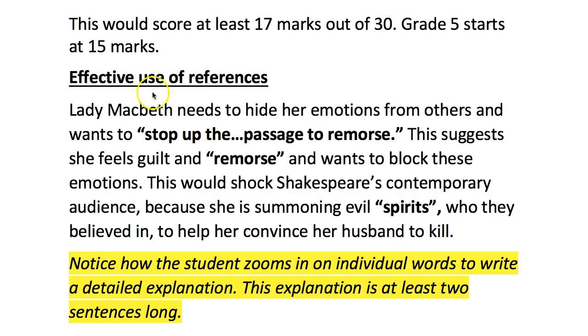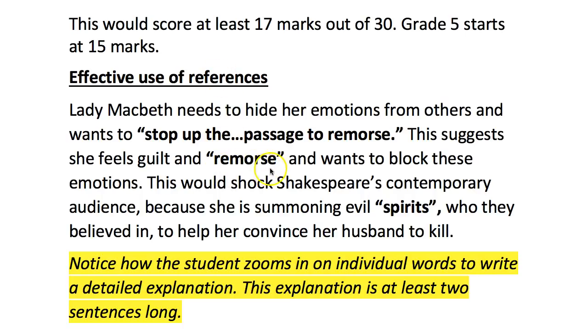So the first thing I'm going to teach you is what effective references look like. Lady Macbeth needs to hide her emotion from others, and so that's the point, and wants to stop up the passage to remorse. That's the evidence. Now comes the explanation, and you can always tell the examiner an explanation is coming by using the phrase "this suggests." So this suggests she feels guilt and remorse. Remember to use a single word quotation from the longer one that you've got. That's a sign of a grade 6 skill, of having an effective reference.